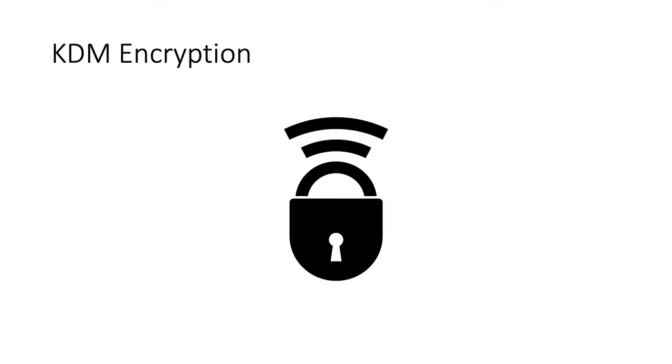DCPs do not have to be encrypted. If they are encrypted, only a cinema with the proper KDM, key delivery message, can play it back. If you are concerned about the possibility of your video being pirated, you should use another DCP creation option.